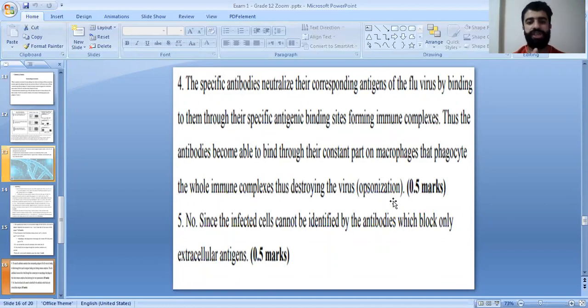Opsonization. You have to say that whenever the antibodies neutralize the antigen of the virus by binding to them with specific antigen, forming immune complexes, these antibodies become able to bind with their counterpart to macrophages that perform the process of phagocytosis, which destroy and phagocyte the whole immune complex antigen-antibody by a process which is called opsonization.